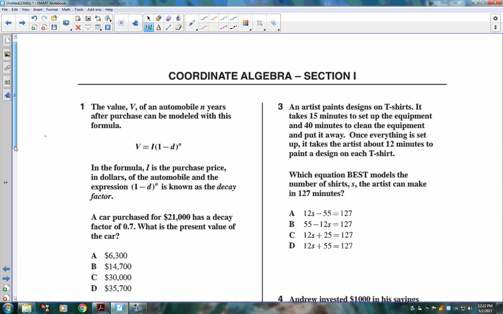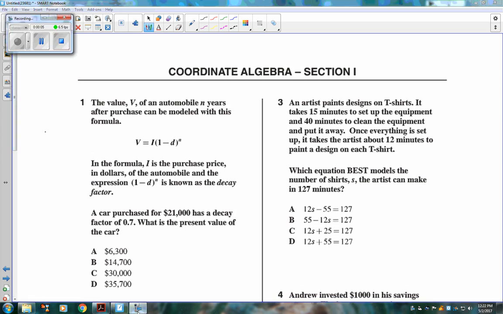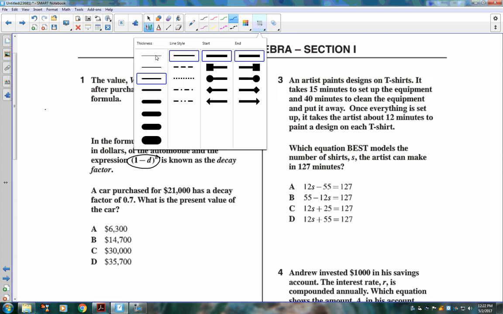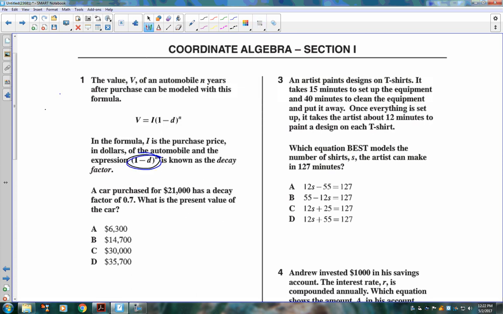Okay, for number 1, it asks for the value of the automobile. One thing that you need to be careful of here is this entire thing is the factor. This right here is your decay factor. So what goes in there, it tells me the decay factor is 0.07. So that goes in for all of this. So you're going to be multiplying your initial cost, which is $21,000, times 0.07. And that's going to give you B.